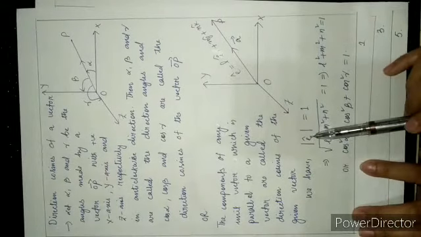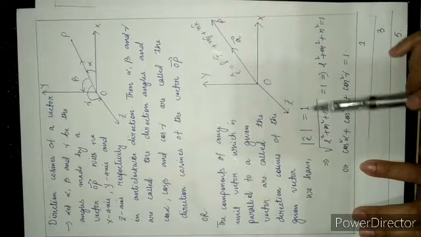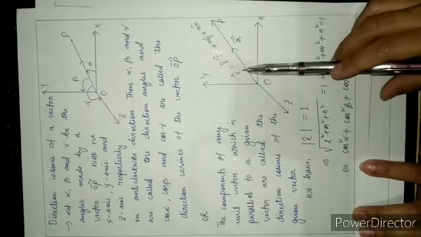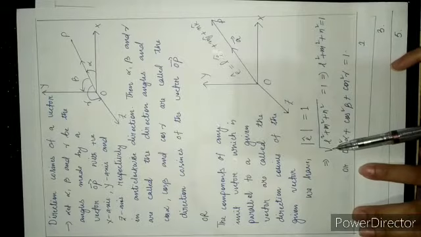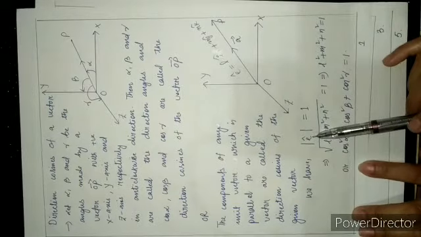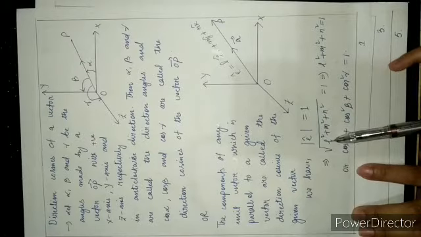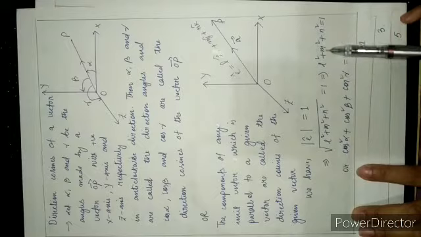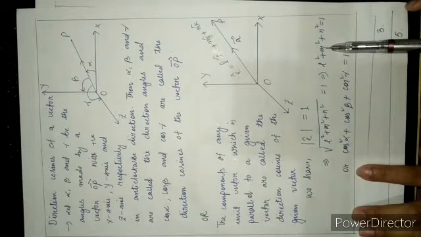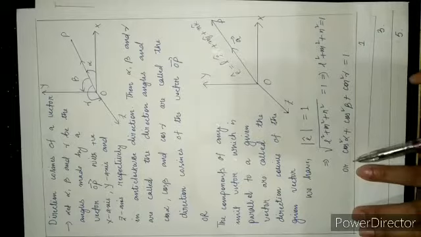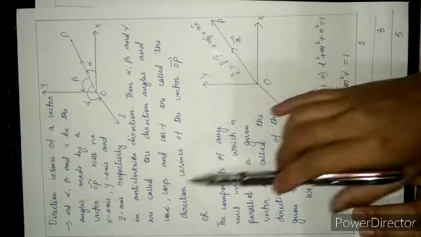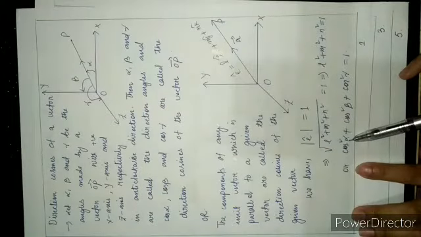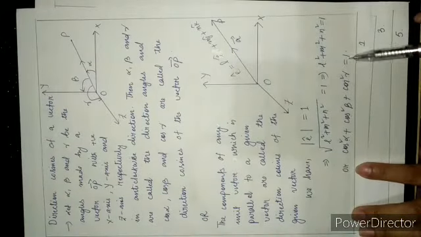Since we have the magnitude of E vector, which is the magnitude of E cap, equal to 1, it is a unit vector. Therefore the magnitude of E cap is given by root over L square plus M square plus N square equals 1. Then squaring on both sides, we have L square plus M square plus N square equal to 1. Since L, M, N are the same as cos alpha, cos beta, cos gamma, cos square alpha plus cos square beta plus cos square gamma will be equal to 1.